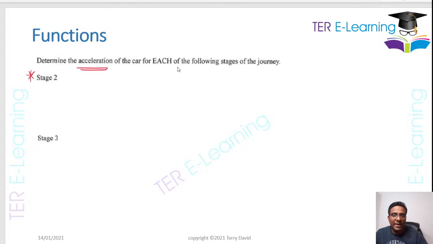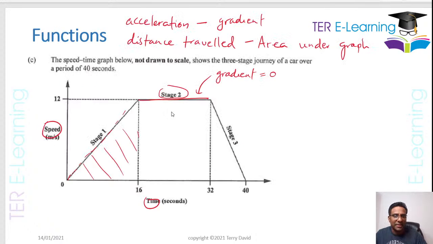Therefore, when they ask you for the acceleration in stage 2, you're going to tell them acceleration is equal to 0 meters per second squared. That's my unit for acceleration, by the way, guys. It's meters per second squared. Then in the third stage, they want us to find the acceleration again. So that's this sloping line here. Because of how this line is sloping, I already know that it has a negative gradient.